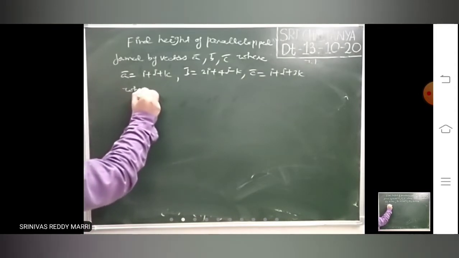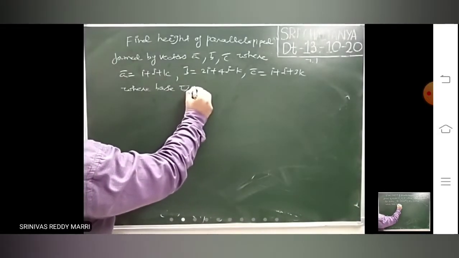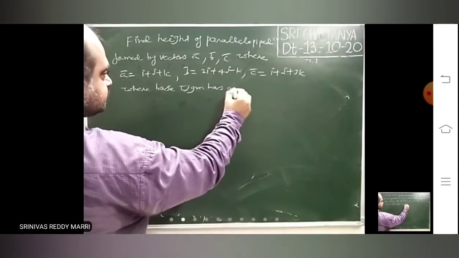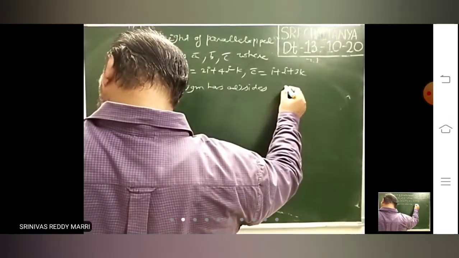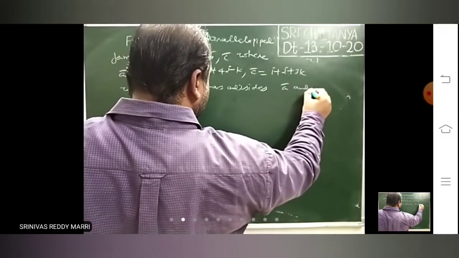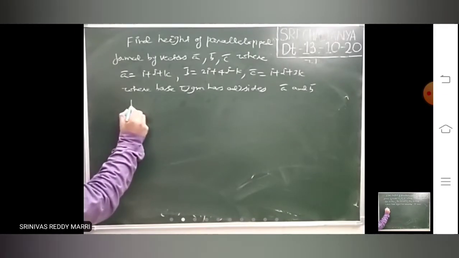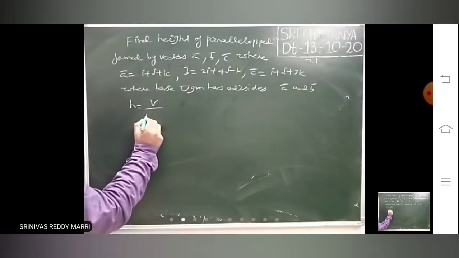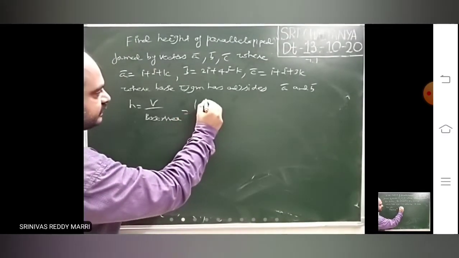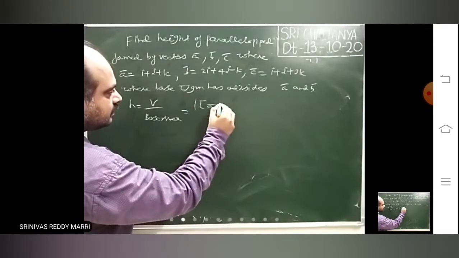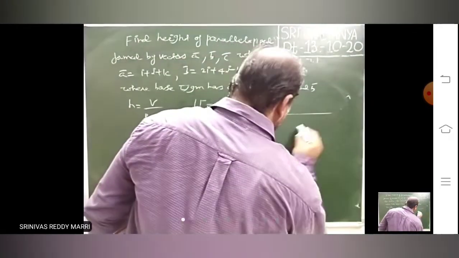where base parallelogram has adjacent sides A bar and B bar. Look at, height is nothing but volume divided by base area. This volume is nothing but the box product, divided by base area.